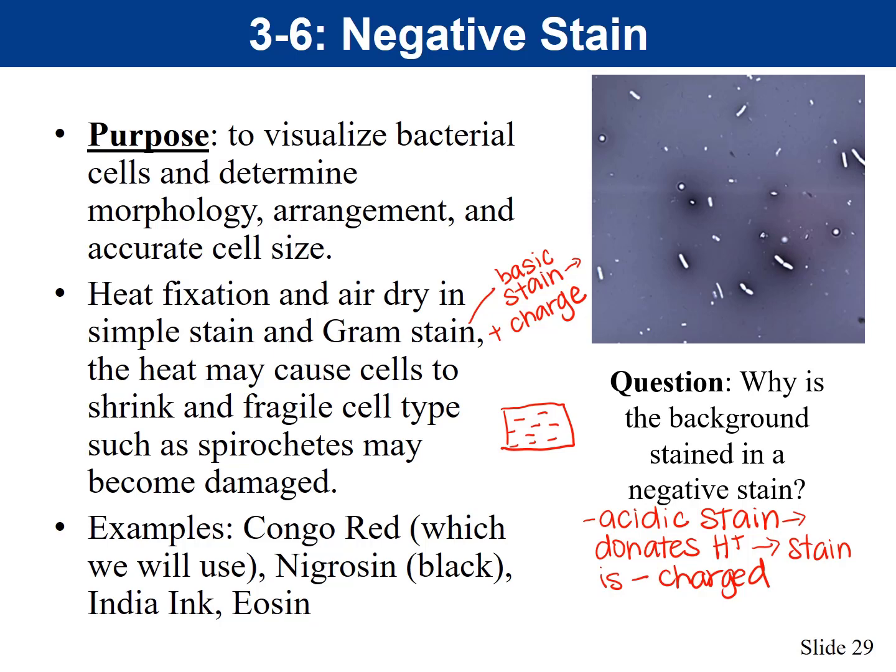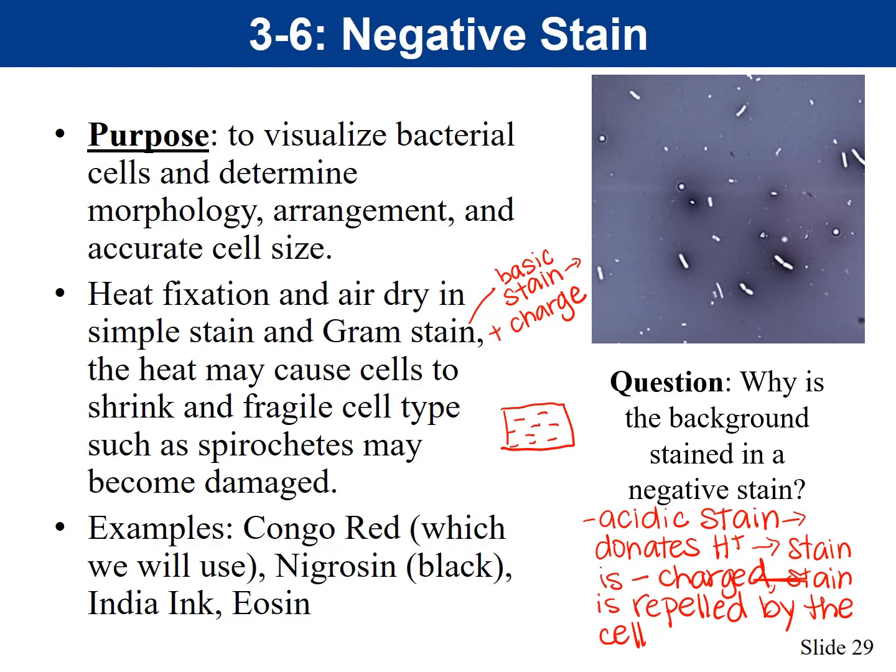Now, if our stain is negatively charged, how will that stain interact with the cell? Do like charges repel or do they attract? The answer is that like charges repel one another. So the stain is repelled by the cell. Again, the like charges are going to repel one another. They're not going to want to interact, and instead the background is stained and not the cell.